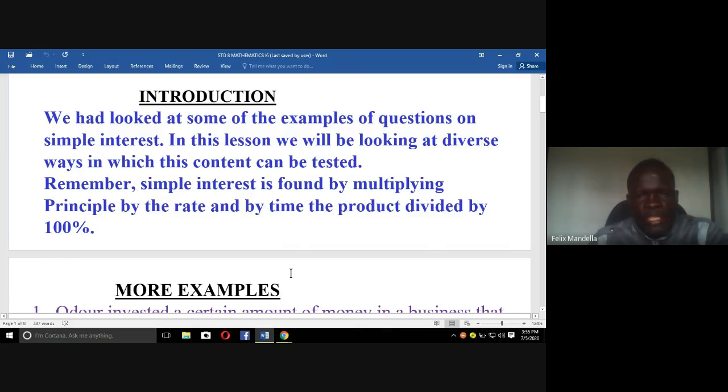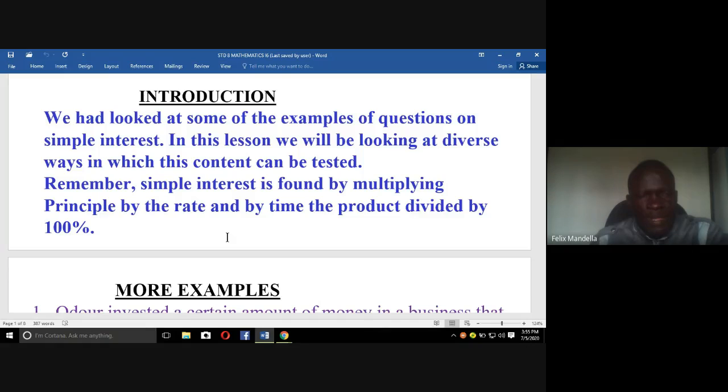Remember, simple interest is calculated by multiplying principal by the rate by the time and the product divided by 100. In simple words, simple interest is equals to principal times rate times time over 100%. And I think I explained the reason why we should put it out of 100%. Now, let us look at more examples. We are not going to discuss the introduction so much because this is a continuation of the same content we had looked at under interest.